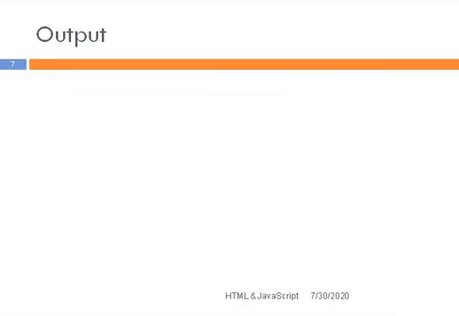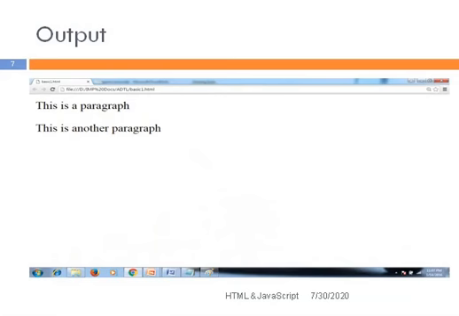HTML code. So this is a paragraph, and second is this is another paragraph. These are the two paragraphs which we have written in the previous slide without a line break. Okay, so they are displayed in a single line.